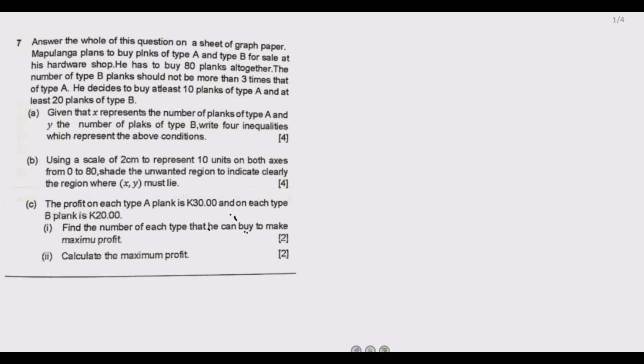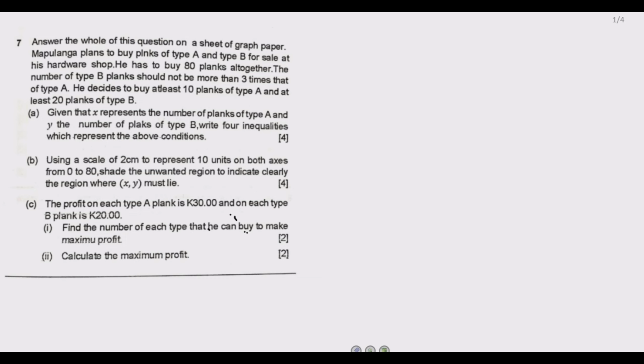Welcome to today's session. So we continue looking at the 2022 GCE Mathematics Paper 2. Today we are looking at question 7 from section B, where we are expected to choose 4 questions out of 6 questions. So the question reads, answer all of this question on a sheet of plain paper.